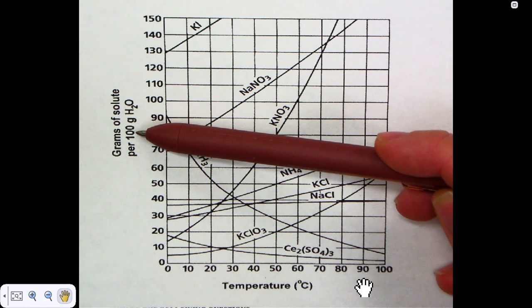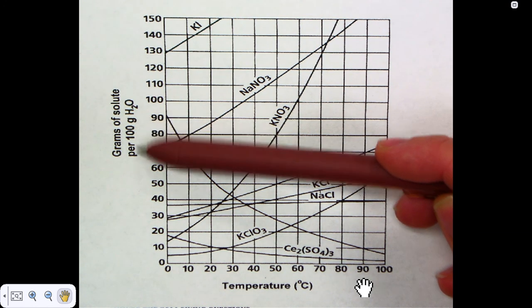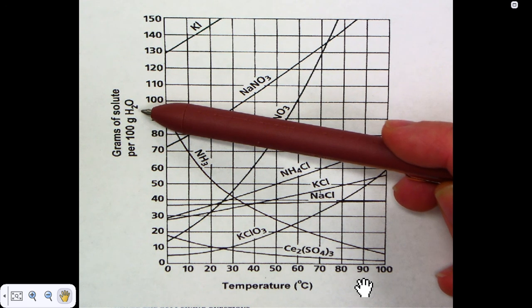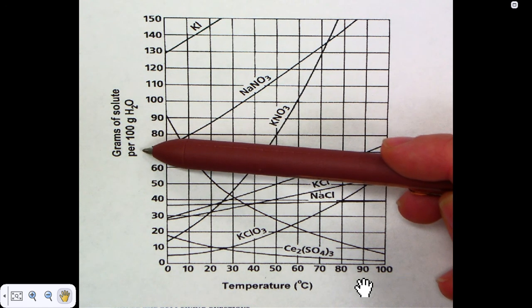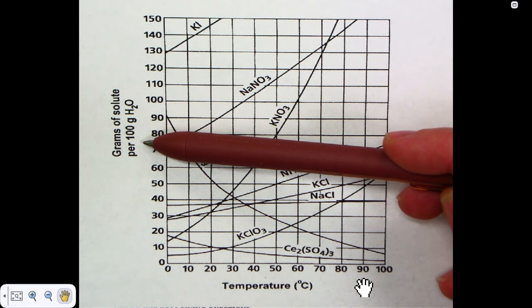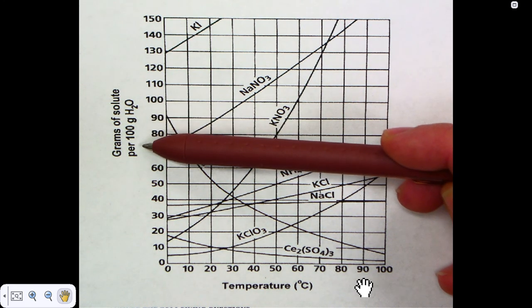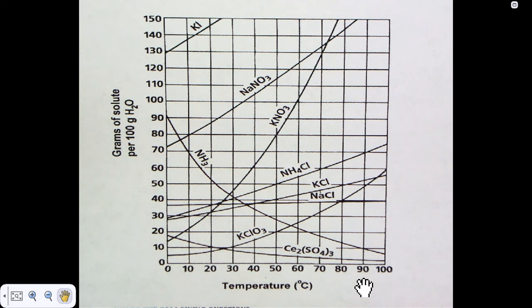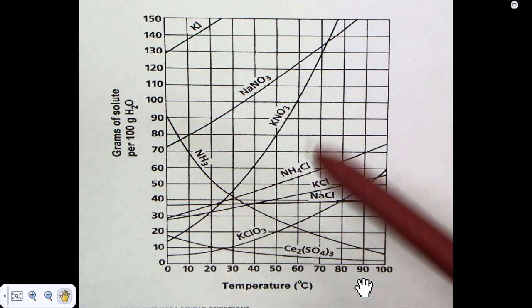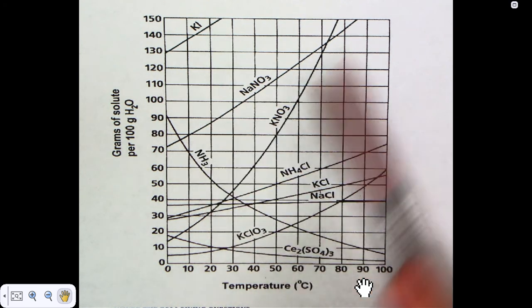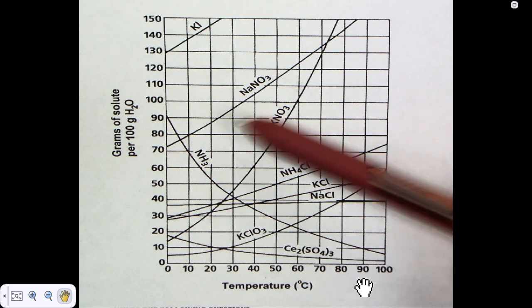The nice thing about it being 100 grams, though, is that this is pretty easily scalable, meaning that if I needed to know how much solute dissolved in 200 grams or 300 grams or 500 grams, I would just figure it out for 100 and then multiply by 2, 3, or 5 respectively. So I can use this for all sorts of volumes, even though it is based in 100 grams of water. Across the bottom, I have my temperature in degrees Celsius from 0 to 100. And then I have the various lines for my substances labeled with their name.